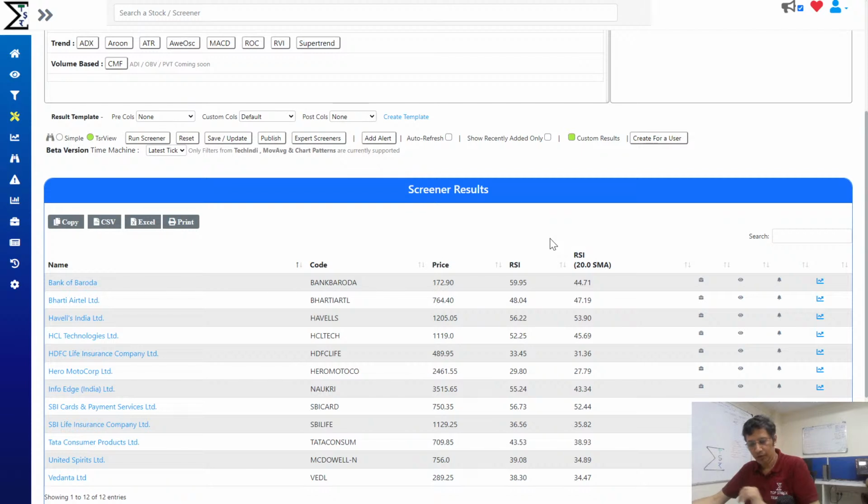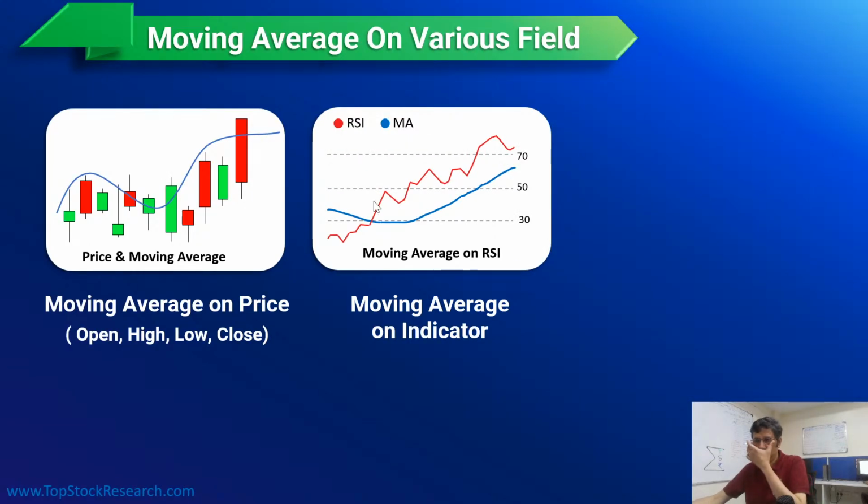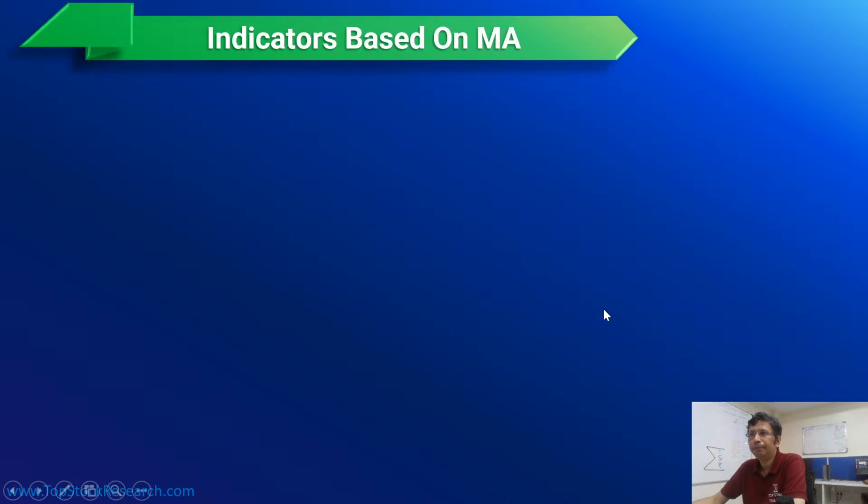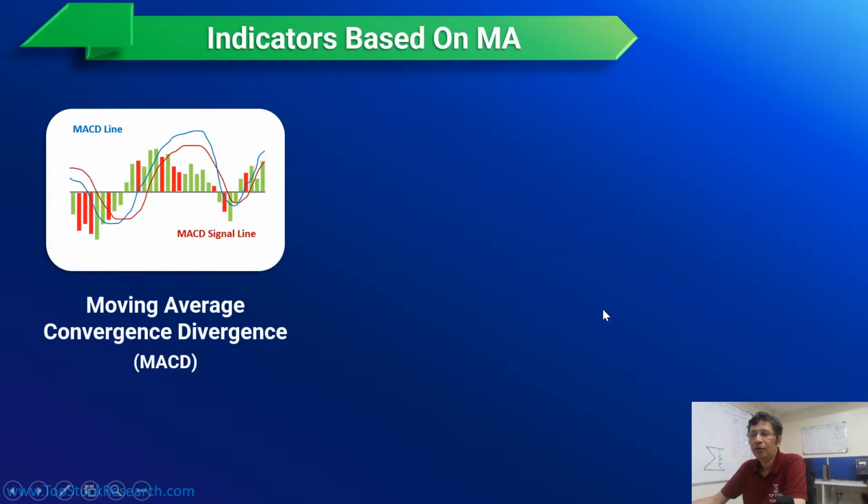So that was about some of the moving average on indicator and on volume. We have covered all the three important moving averages. Just give me a second. All right. So that's about moving average on this indicator based moving average.